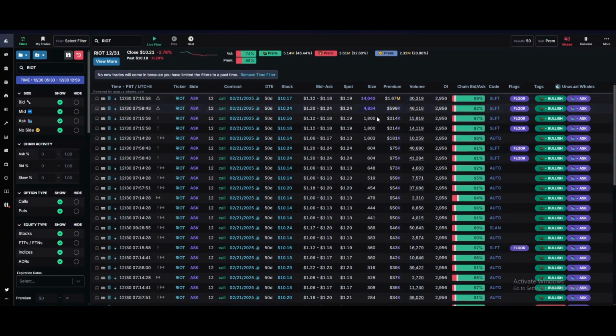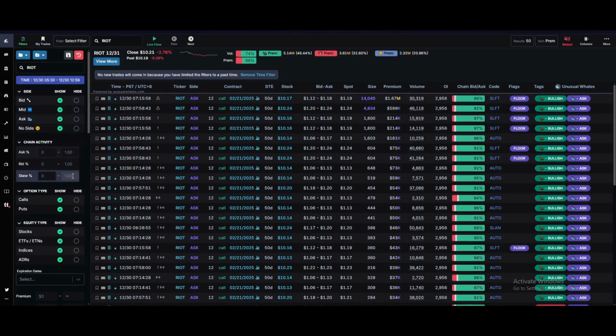Okay, so what I did here is I narrowed down the actual contract and the days to expiration that transaction was that we originally saw on RIOT. So the original transaction was for 221 and it had 50 days expiry. So on the settings, we went ahead and changed that to where we can see just RIOT on that day. And we want to see all these right here. We could have gotten rid of the mid and the no side, but we just kept it on there.